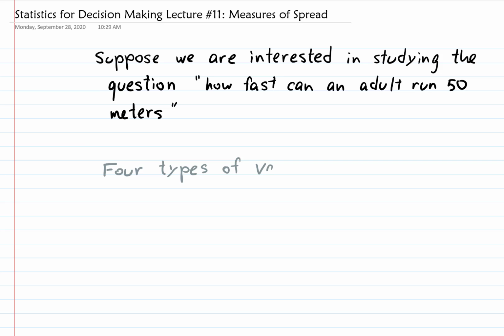Let me ask you a question before we get started with this. What's the population here? The population is adults, right? Can I measure how fast they can all run 50 meters? Well, theoretically I can, but not realistically, right? It would take me decades. There's too many adults in the world for me to travel around and have them all run 50 meters while I time them. So what would I do?